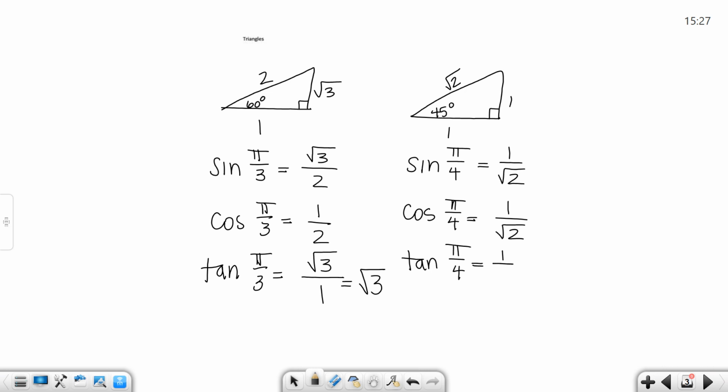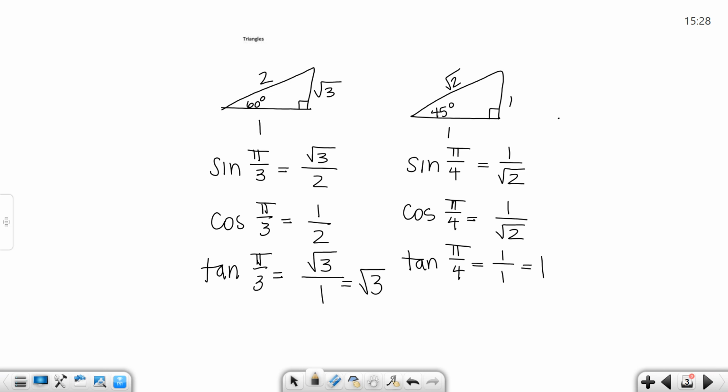Now, one of the questions that I asked you on the quiz is one of these pi over 4 trig functions. I can't remember which one. But I left my answer with the radical in the denominator. It is okay to leave your radical in the denominator, so just be aware of that.